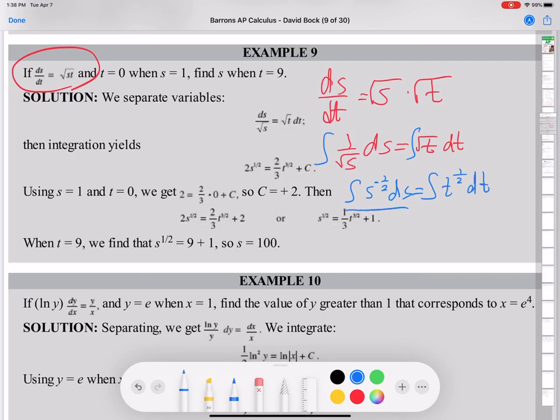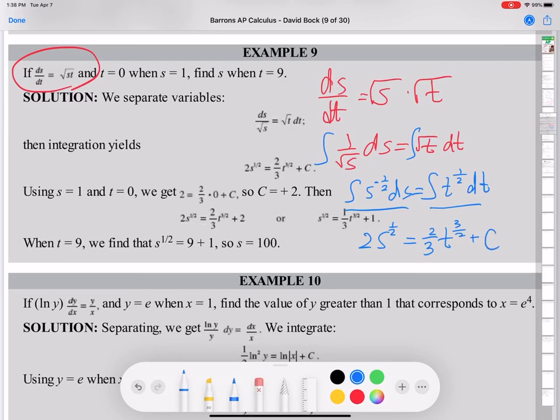Okay, by the power rule, power means what? 1 over n plus 1 times x to the n plus 1 power, where n is negative 1/2 in this case. So 1 over negative 1/2 plus 1, that's 2. So 2 s to the negative 1/2 plus 1, which is positive 1/2 power. That is equal to 2/3 t to the 3 over 2 power plus c.